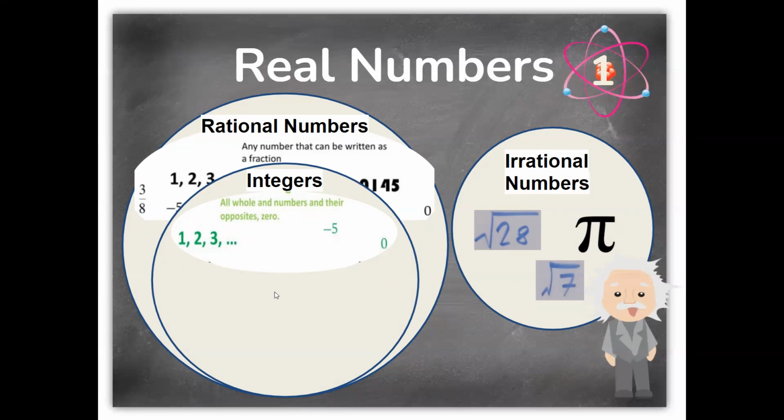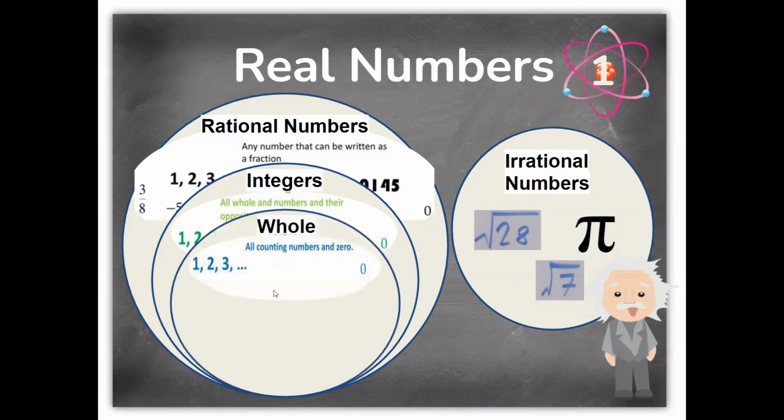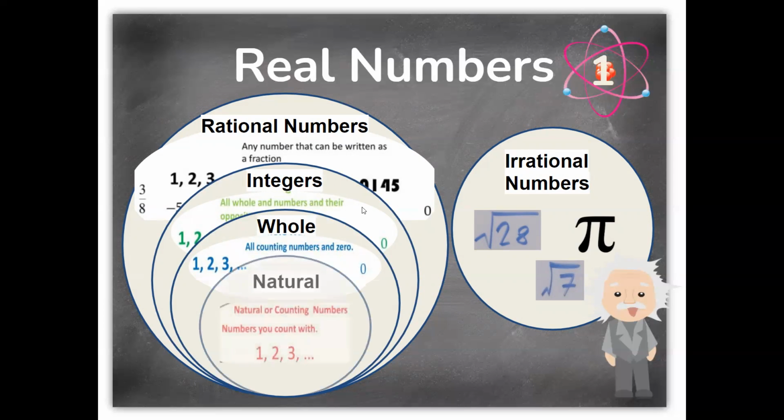We can break it down even more and we can talk about whole numbers. Whole numbers are all the counting numbers, so 1, 2, 3, so on and so forth, and 0. And so for this one, it does not allow for negative numbers. Negative numbers only fits into those two categories. And then our last one is natural numbers. Natural numbers are going to be our counting numbers. So it only matches up with 1, 2, 3, 4, 5, 6, 7, 8, so on and so forth.